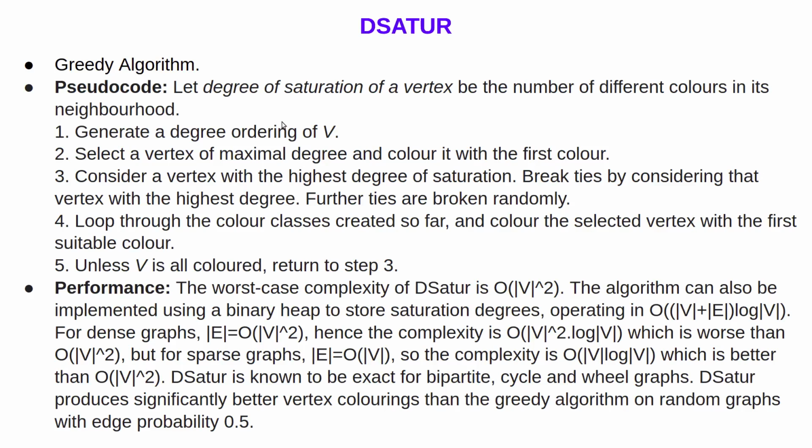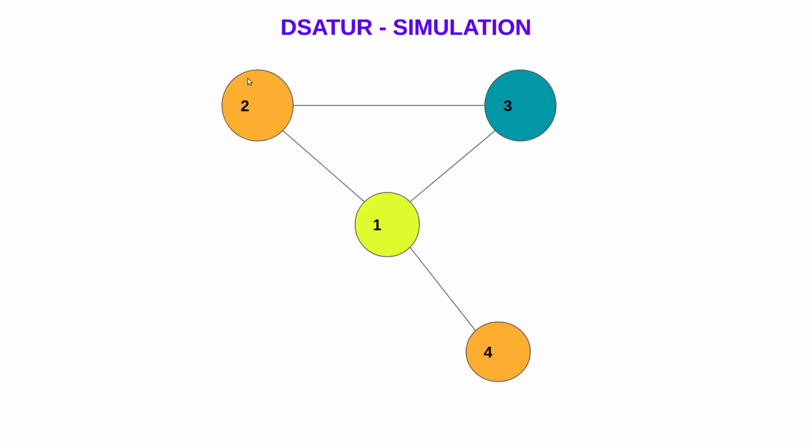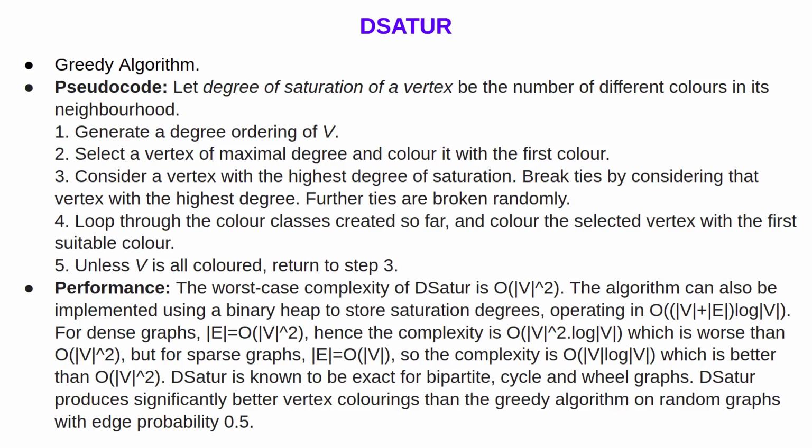So now, how to break ties by considering the vertex of highest degree? In this case 4 has degree 1, but 2 and 3 both have degree 2. Note that this degree is not the degree of saturation. This is only the degree of a node in that graph. Now there is also a tie between 2 and 3, so further ties are broken randomly.